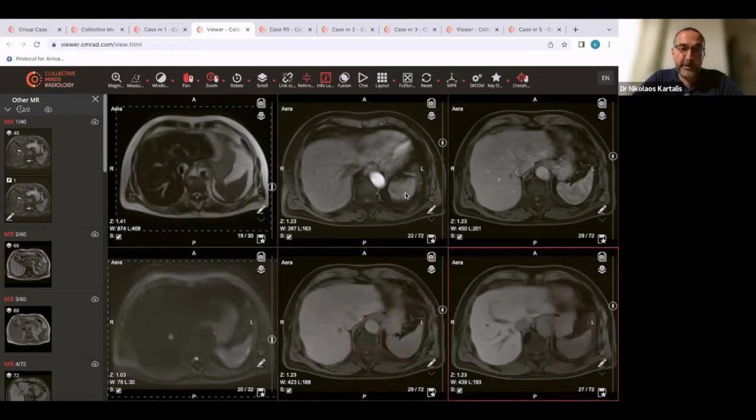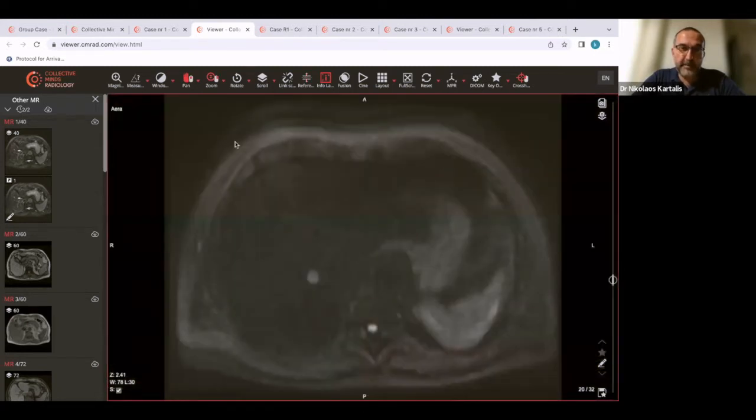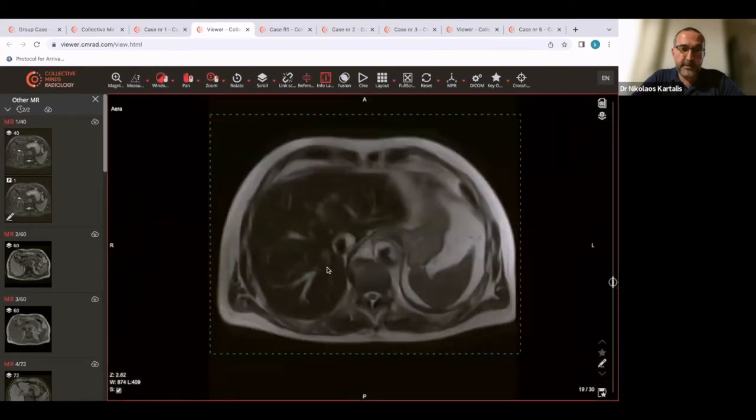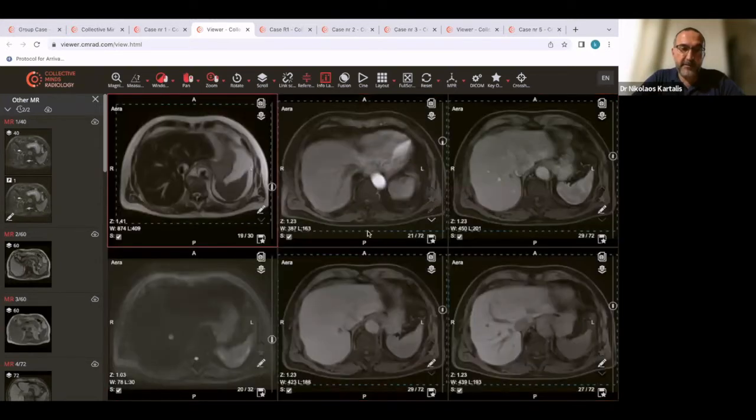You are free to scroll if you are on your viewer too. Otherwise, we just look at my image. Of course, we start with the diffusion. We see very beautifully the lesion here on the right liver. We see it on T2, intermediary high signal, not as much as the T2 on the CSF.